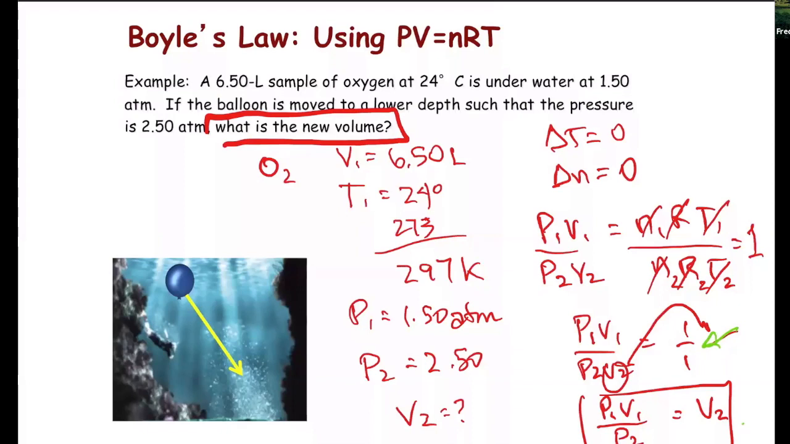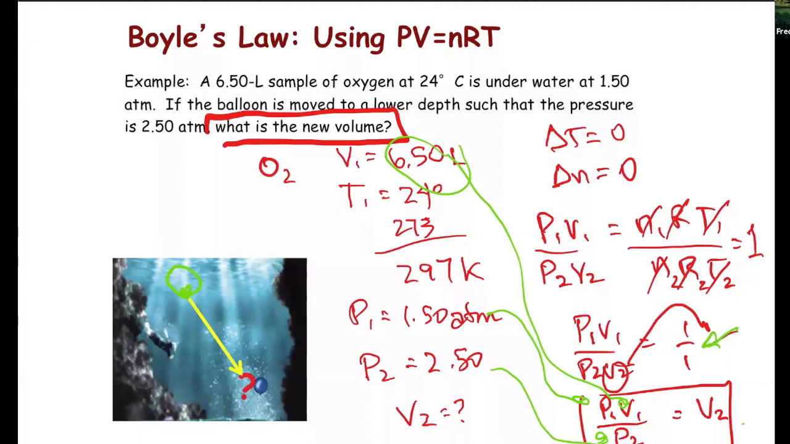All we've got to do now is pop in 1.5 atmosphere here, 2.5 atmosphere here, and 6.5 liters there, and we can solve for V2. So when we do that, see, I give you an illustration. The balloon goes from a bigger size to a smaller size. So you know the volume's got to get smaller. And it makes sense.